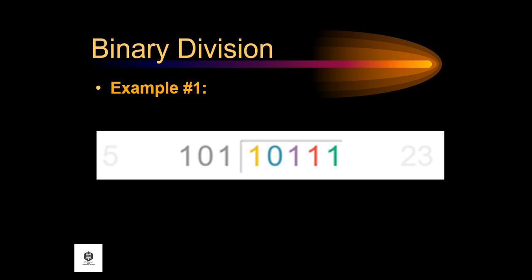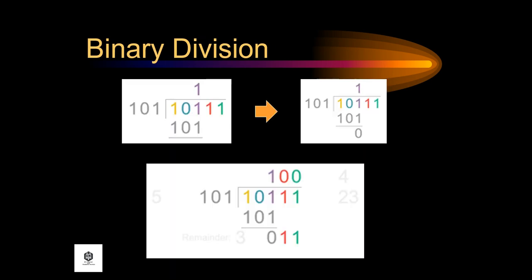Let's try binary division example number 1. The given number is 10111, or 23 in decimal, divided by 101, or 5 in decimal. The solutions will be: take 101 divided by 101 is equal to 1. 1 times 101 is equal to 101.